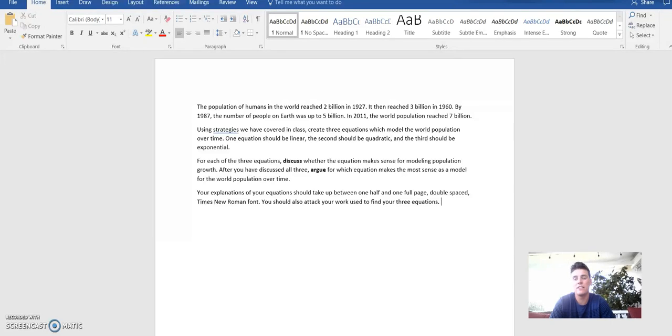So basically, the problem is set up so that students are given information, and from that information, they will use strategies they already learned in class for linear, quadratic, and exponential functions to find a function that best fits the points given. The year would be the independent variable, and the population would be the dependent variable, or the variable put on the y-axis. And so students then are going to find these three equations using the three different types of functions, fitting them to the information given.